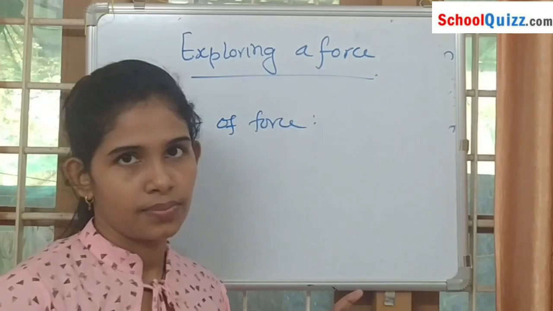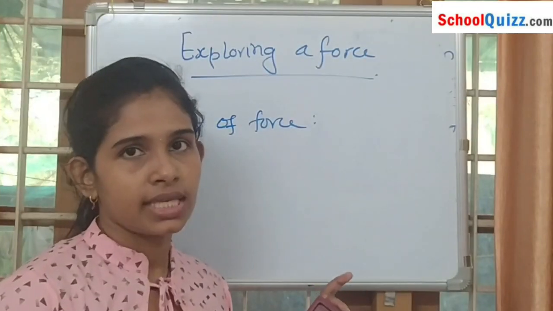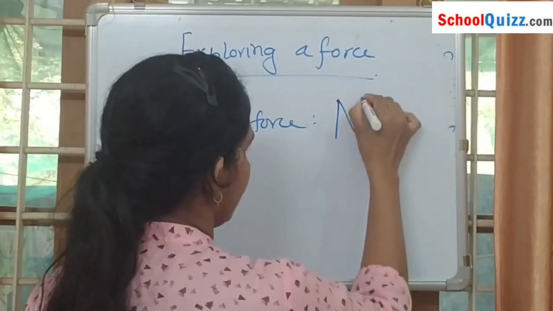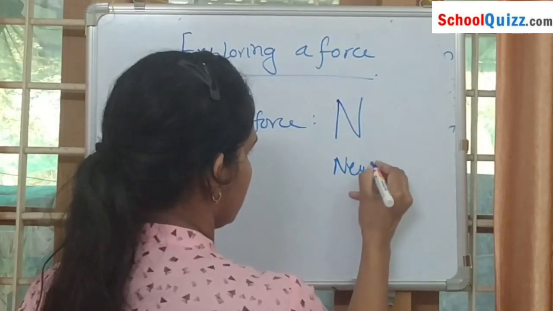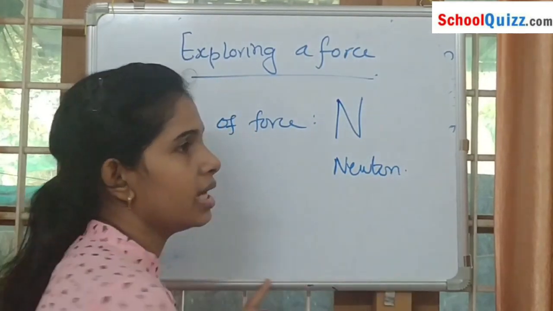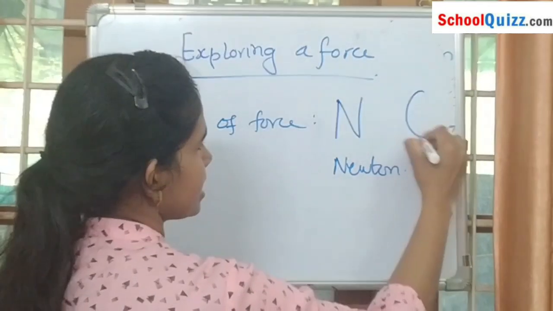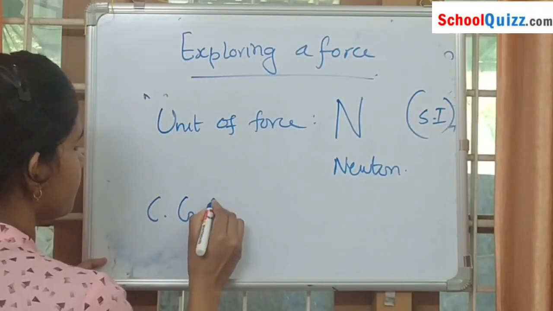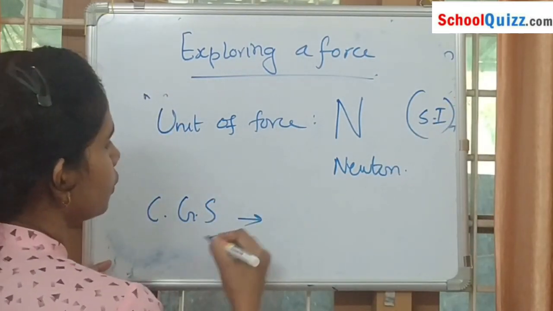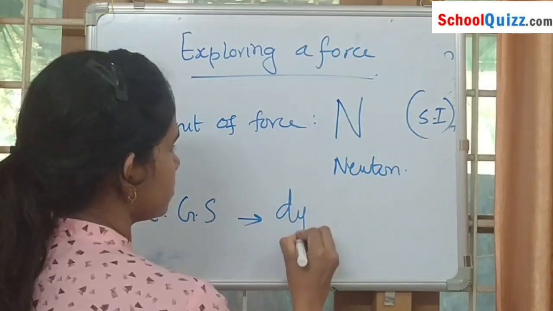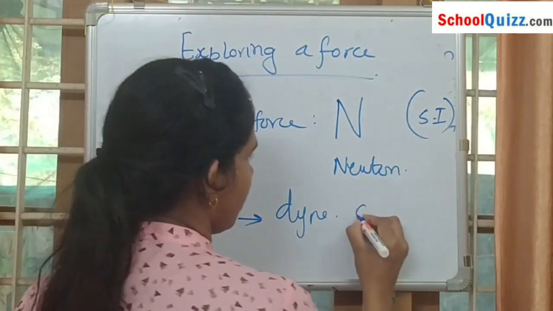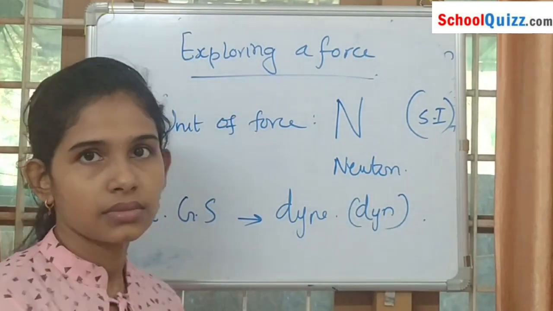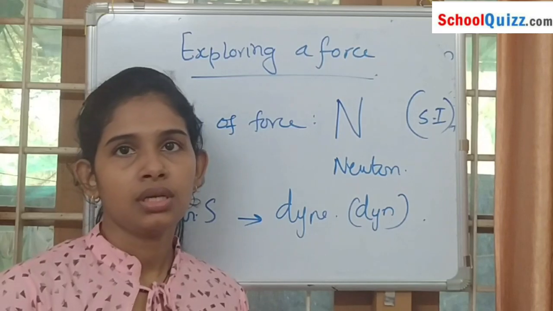In SI system, unit of force is Newton. It is represented by capital letter N. In CGS system, unit of force is dyne. It is represented by dyn. Understood?